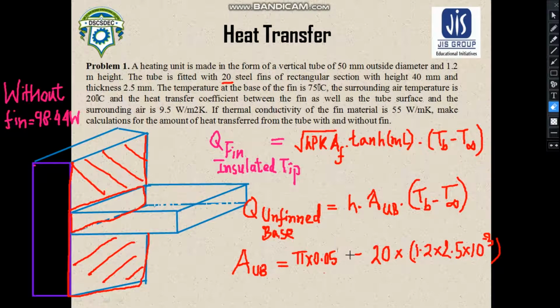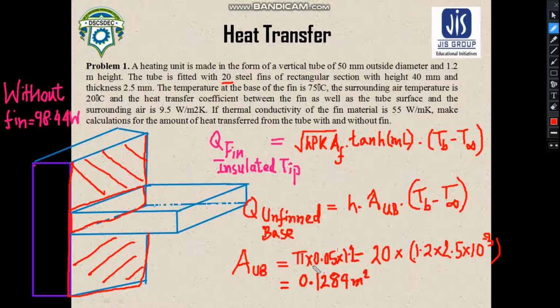So now we have the diameter, and what is the length? The length is simply what we have already used. If you remember, while calculating the heat transfer without fin, we had used this total surface area, and from this, after doing the relevant calculations, we will find that the area of unfinned base, that means the area where the fins are not attached, becomes 0.1284 meter square.